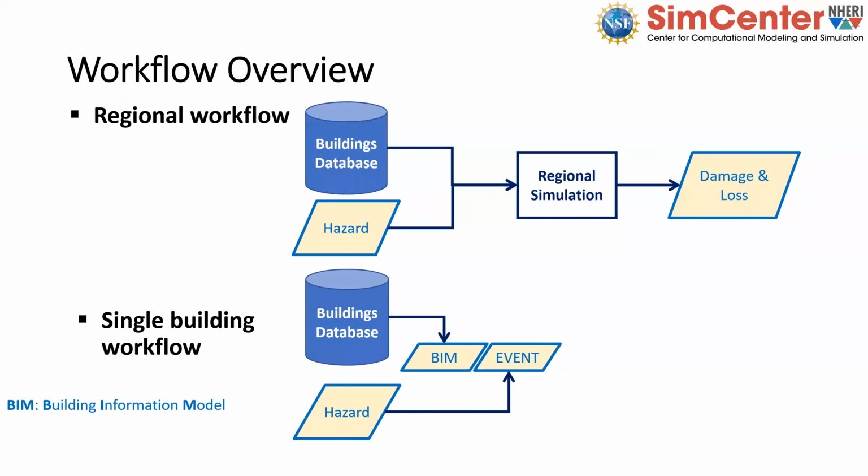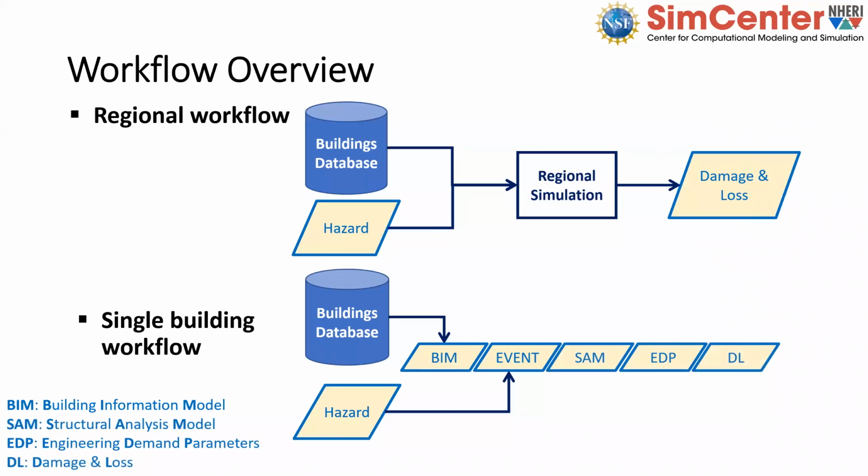And if we break this down for a single building, then the workflow starts from a building information model. So out of the building database, we pull one building, and this gives us some information about the building, things like the number of stories, the area, the year it was built, and stuff like that. And given the hazard scenario, we compute or evaluate the event input on that building. And then we go through the process of creating a structural analysis model to find the building response, and then we can do damage and loss estimation.